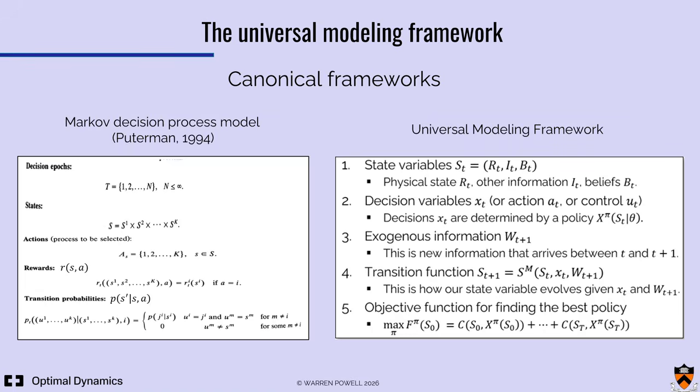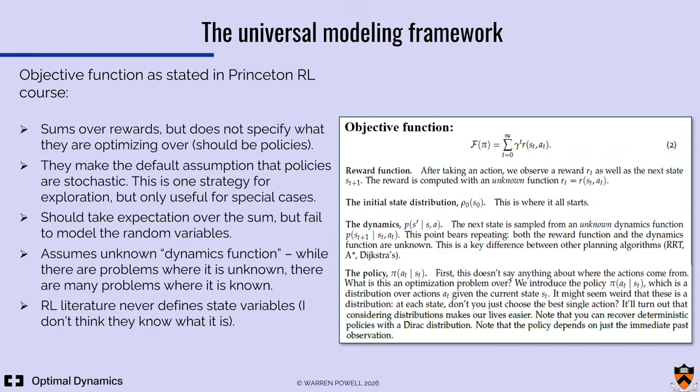Compare that to my universal modeling framework. I'm going to argue it is more general. My state variable recognizes physical, informational, and belief variables. The transition function is always computable, whereas the transition matrix is not. But notice number 5, that's the objective function where I search over policies. And this is actually a very important dimension of writing out objective functions that's often missed.